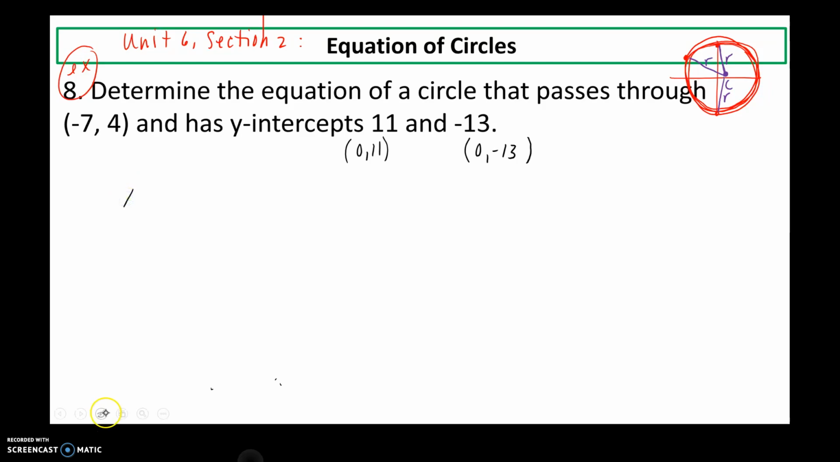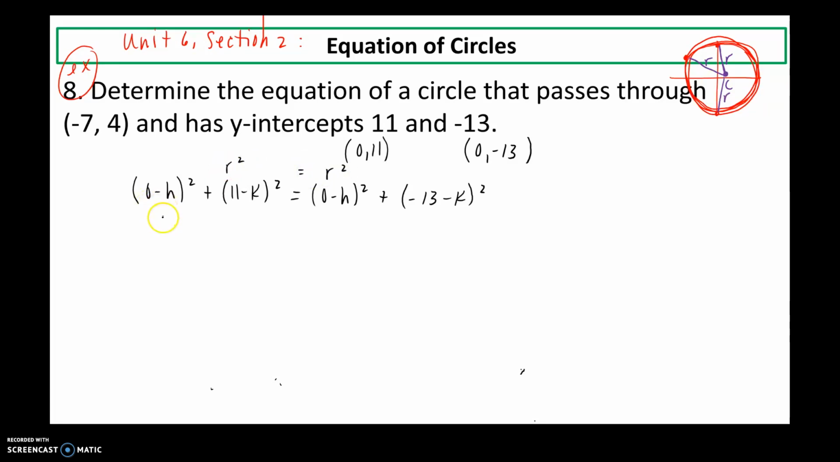So I have x minus h quantity squared plus y minus k quantity squared. And if that's equal to r squared, then so too will the point 0, negative 13 when I plug it in. So I'm going to set that equal to the circle when I plug in my other y-intercept of 0, negative 13. Because again, if my radii are equivalent by definition of a circle, then r squared must be equivalent as well.